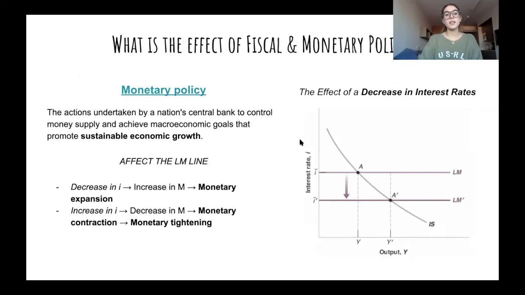Monetary policy is about controlling money supply to achieve sustainable economic growth. The actions taken will affect the LM line. As we can see in the graph, a decrease in the interest rates will move the LM line downwards, leading to a greater output, ending up in a monetary expansion. Whereas for a monetary contraction, an increase in the interest rates will move the LM line upwards, leading to a smaller output.